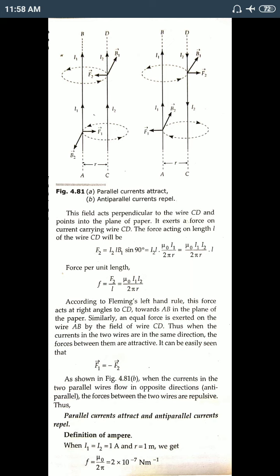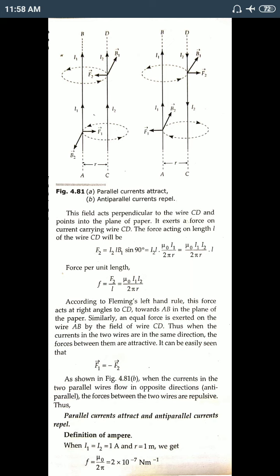Now according to Fleming's left hand rule, this force acts at right angles to CD towards AB. You also apply Fleming's left hand rule, and you see that the force direction is towards AB. Towards AB means we can say that AB will attract the wire CD towards itself. So when the currents in the two wires are in the same direction, the forces between them are attractive, and it can be seen that F1 equals minus of F2.